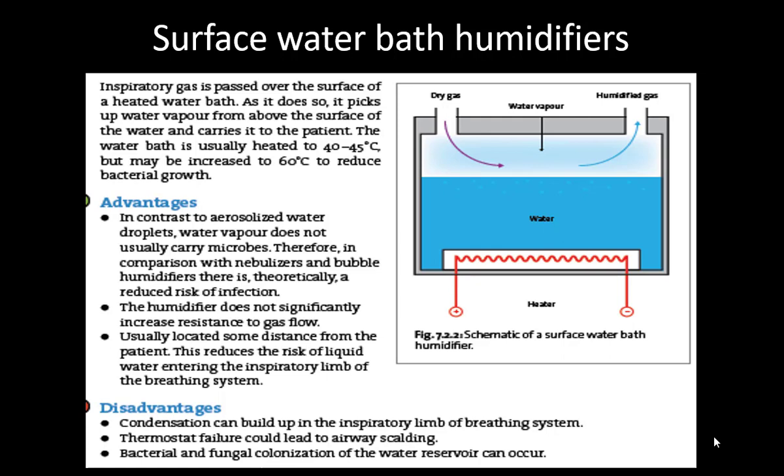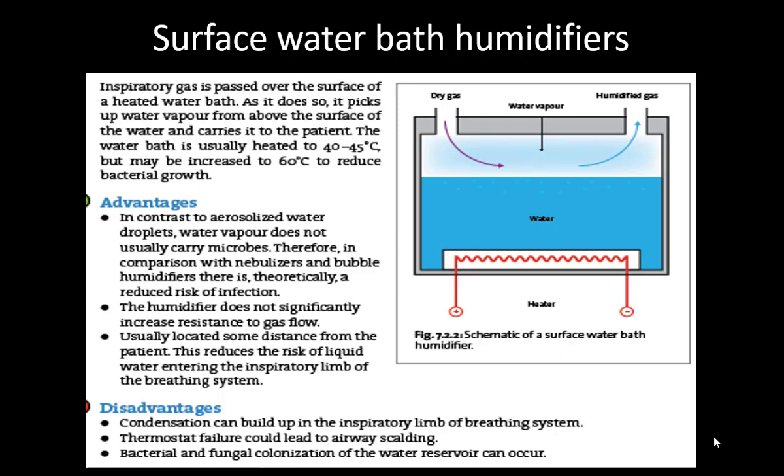This is the surface water bath humidifier. It has water. This is the heater. These are water vapor. The dry gas comes from here, mixes with the water vapor, and humidified gas goes to the patient. In contrast to aerosolized water droplets, water vapor does not usually carry microbes, so there is a reduced risk of infection.